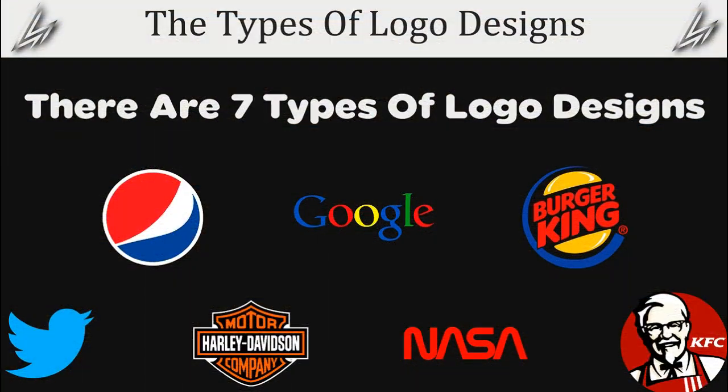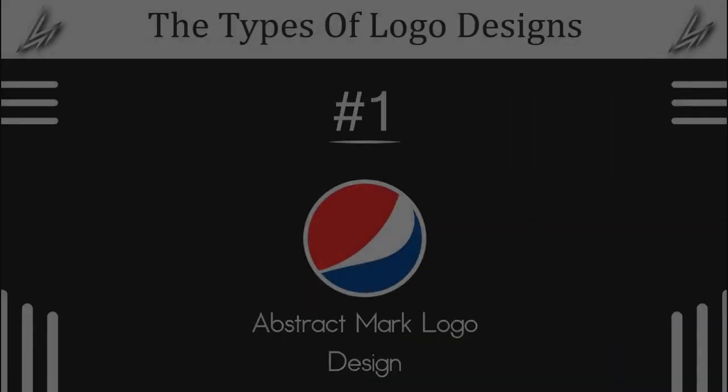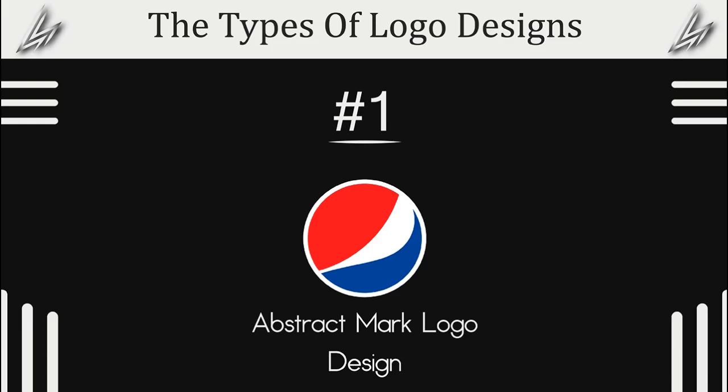Now start. There are 7 types of logo designs. Number 1. Abstract mark logo design. An abstract mark is a specific type of pictorial logo. Instead of being a recognizable image, like an apple or a bird, it's an abstract geometric form that represents your business. Like all logo symbols, abstract marks work really well because they condense your brand into a single image.